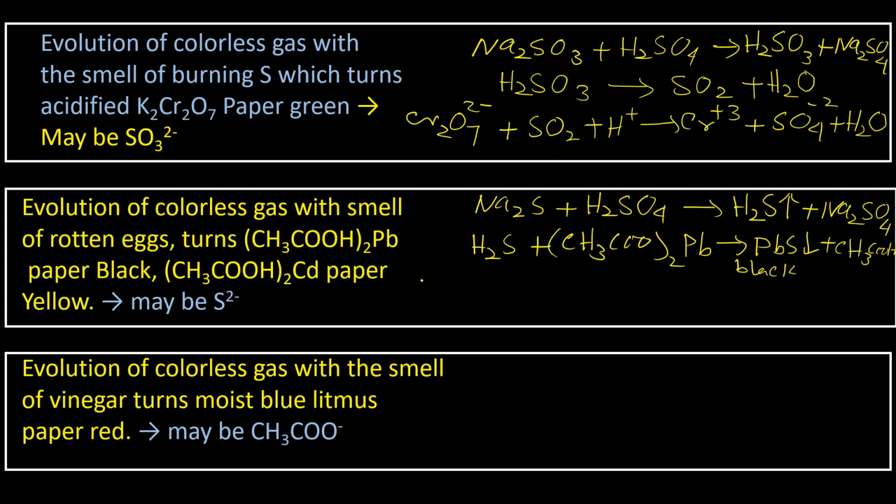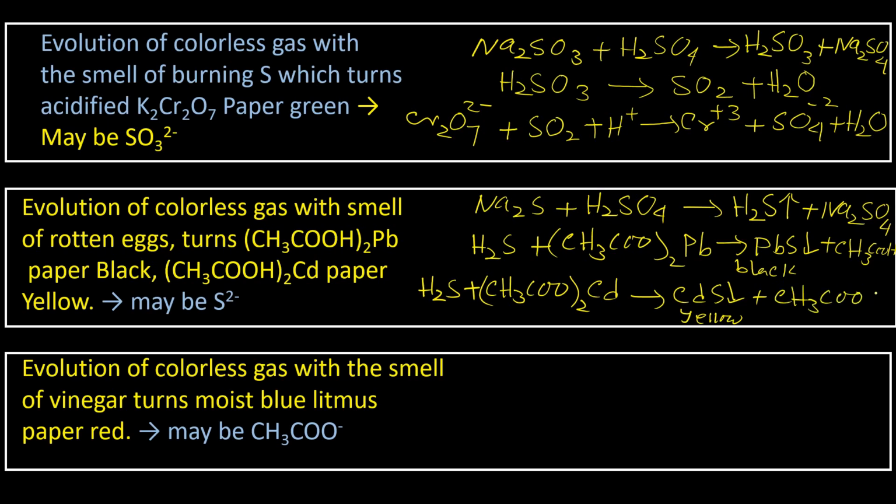Then the same thing, a similar reaction, you can do with the cadmium acetate paper. That is paper dipped in cadmium acetate solution. So it is (CH3COO)2Cd. Then you will get the cadmium sulfide precipitate, which is yellow in color, and plus as usual this is acetic acid. So this is the test for sulfide.